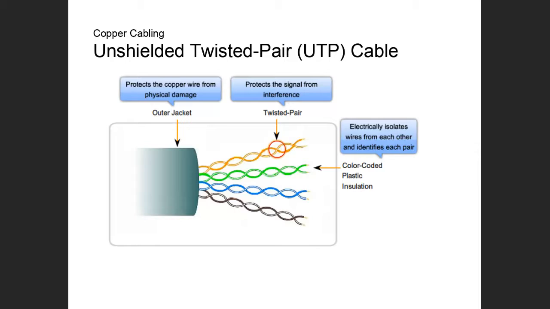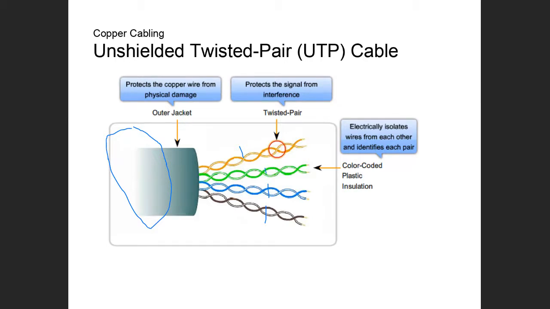So in a standard unshielded twisted pair cable, we've got an outer jacket. This protects the cable from being damaged. And we have our four individually twisted pairs. Each one of them is a separate electrical circuit with its own current, its own resistance, and its own voltage. And by being twisted together, this isolates them from the other pairs.